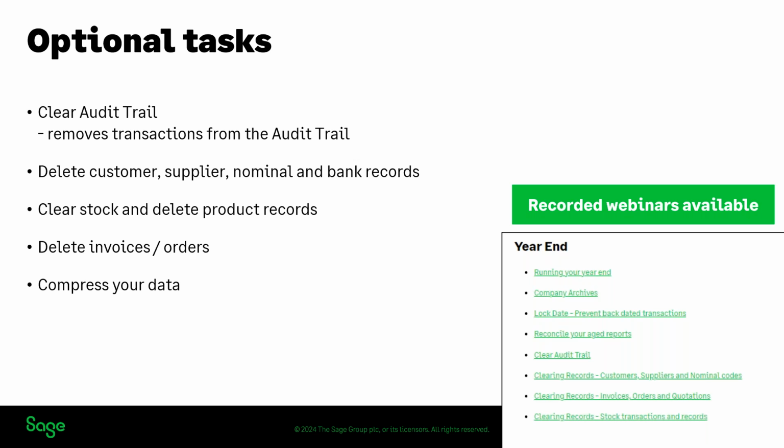If you want to get rid of older information, what we would term optional tasks, when you get your follow-up email, it will include a link to our recorded webinars. In that year-end section, there are details on clearing your audit trail, clearing other records as well, but they are optional tasks. That's the key word on that slide, optional. It's not something you have to do. So you don't have to get rid of old customers. You don't have to get rid of your older transactions. You can if you want to, but they are optional. So watch out for that follow-up email and do watch those recordings if you are interested.